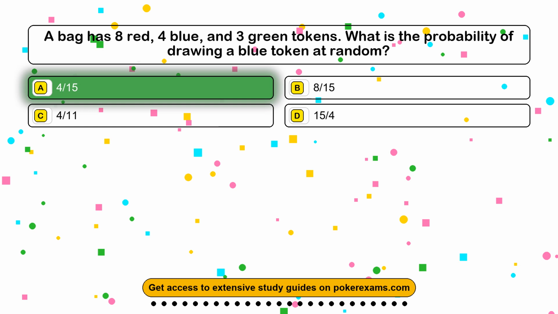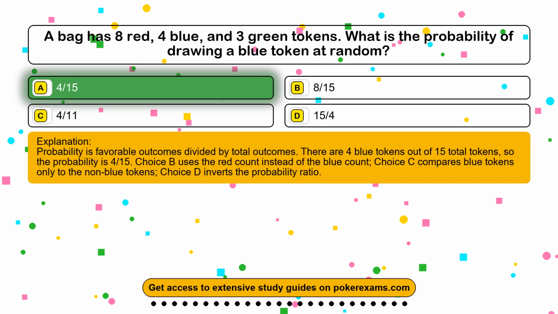The correct answer is option A, 4/15. Probability is favorable outcomes divided by total outcomes. There are 4 blue tokens out of 15 total tokens, so the probability is 4/15. Choice B uses the red count instead of the blue count. Choice C compares blue tokens only to the non-blue tokens. Choice D inverts the probability ratio.